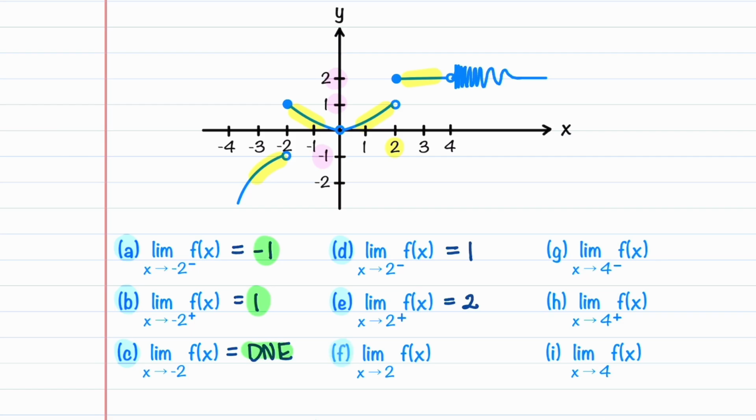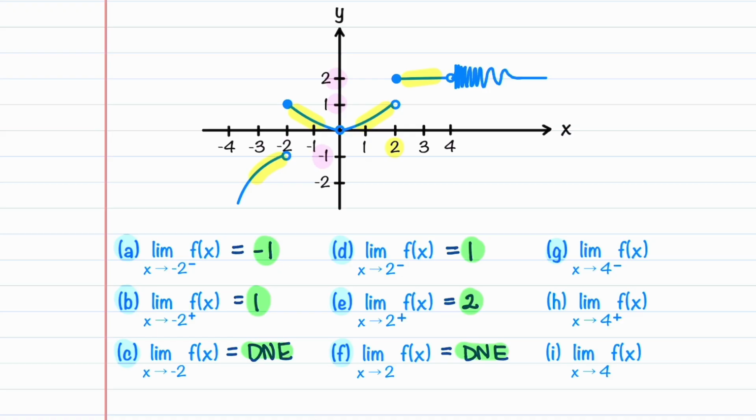For part F, we want to see what the limit as x approaches 2 is equal to. Notice that the left-hand limit and the right-hand limit are not equal, so we say that this limit does not exist. Hopefully you're getting the hang of this. Now let's look at our third set of examples. This is going to be different than the first two that we just looked at.